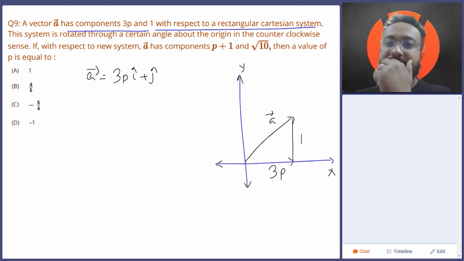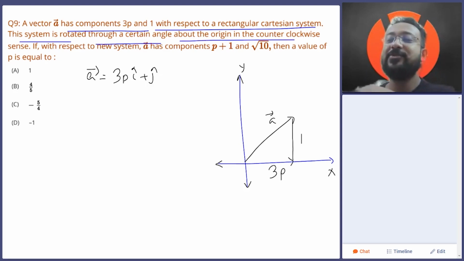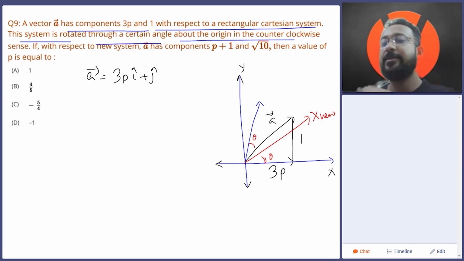Now they're saying that, if you have done that, this system is rotated through a certain angle about the origin. It means you rotate this to another angle. Let's say you take it here. So this vector will go now. The entire system you have rotated. Are you getting it? If I rotate this by theta, this will also rotate by theta. So your new x will go here, and this will be theta. Clear? New y will go here.